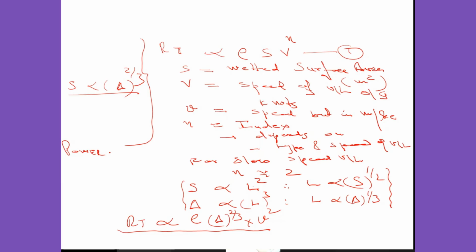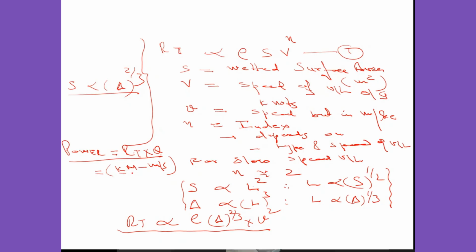Power is equal to RT into V. Now, here I am using small v, because RT is a resistance in kilonewton and speed will be in meters per second. Why? Because if I use the units to see what power comes out to be, force in kilonewton, speed in meters per second, the whole thing becomes kilonewton meters per second.